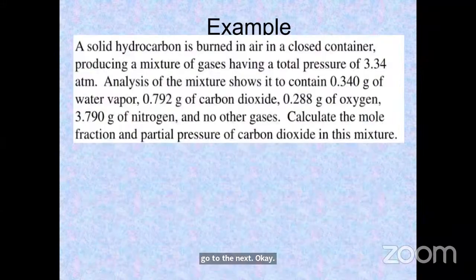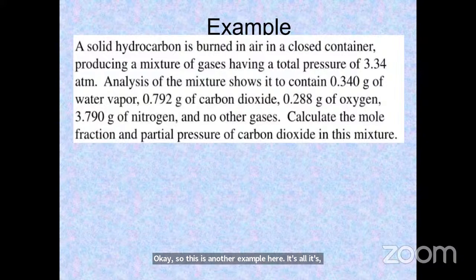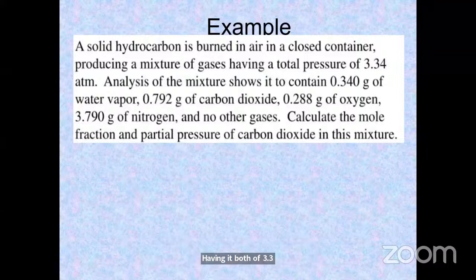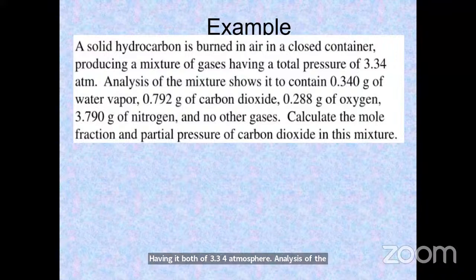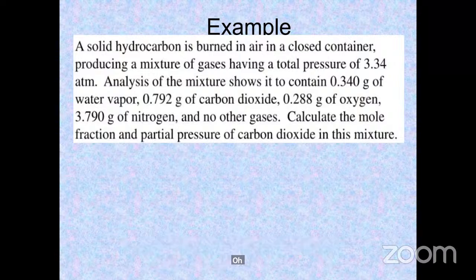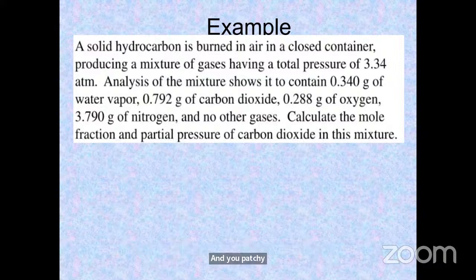Okay, so this is another example here. A solid hydrocarbon is burnt in air in a closed container, producing a mixture of gases having a total pressure of 3.34 atmosphere. Analysis of the mixture shows it to contain 0.34 gram of water vapor, 0.792 of carbon dioxide, and 0.288 of oxygen, 3.790 gram of nitrogen, and no other gases. Calculate the mole fraction and the partial pressure of carbon dioxide in this mixture.